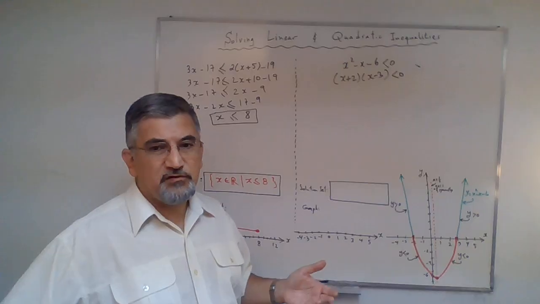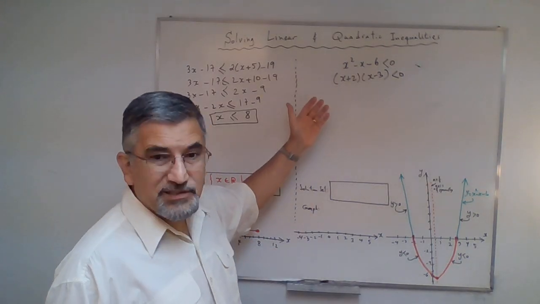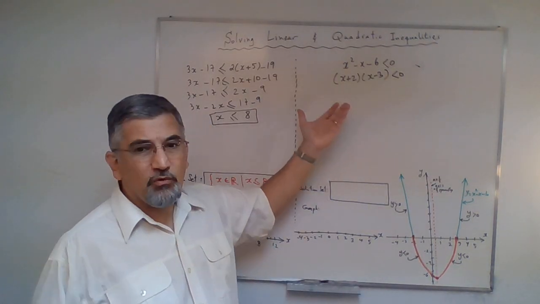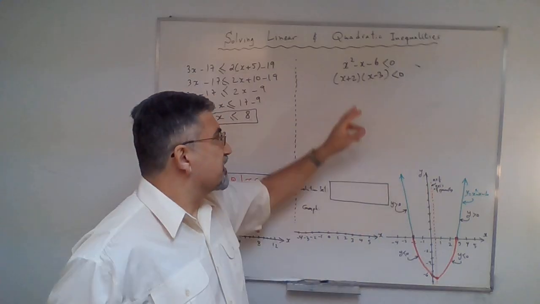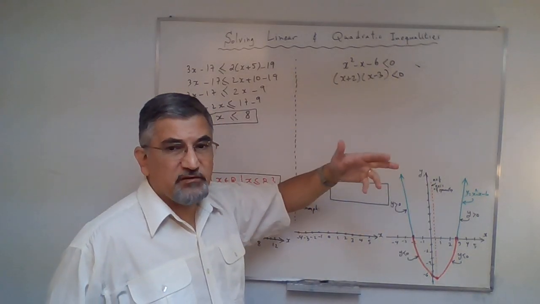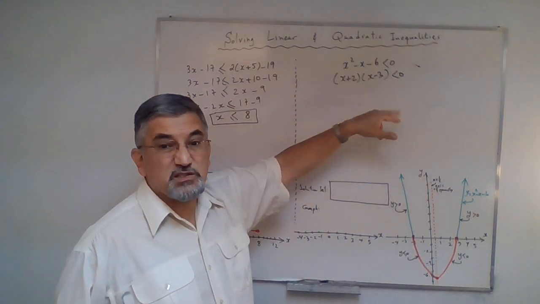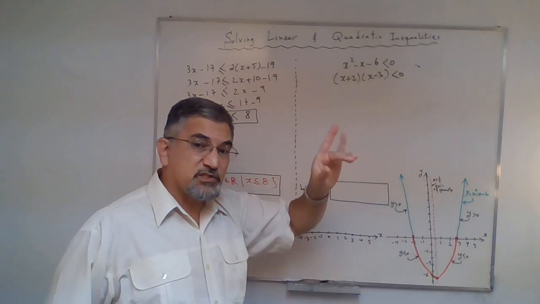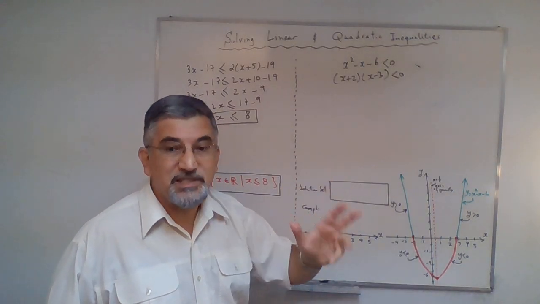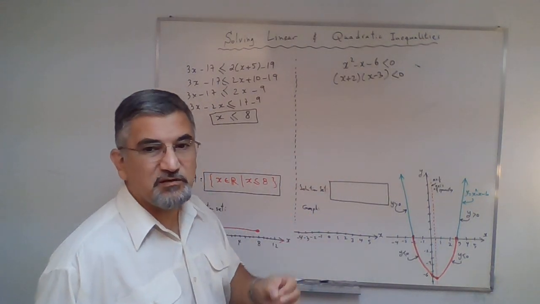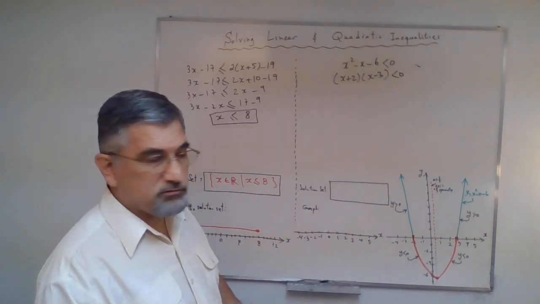But again, it's difficult to guess what x value would make x plus 2 negative, what x value would make x minus 3 positive, and then what if it's the other case. It's very difficult to just sit down and guess. Therefore, we use a systematic method that I'm going to explain.